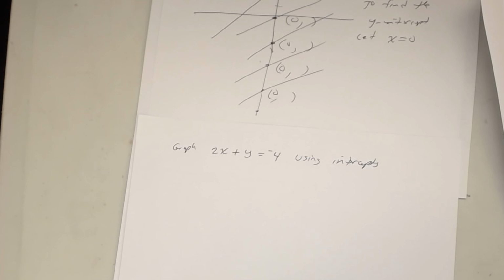Now watch how simple this is. So before, when we graphed all these other lines, how many points did we plot? 3. How many points do I plot here? 2, because there's an x-intercept and a what? Y-intercept. Remember, this is a line.